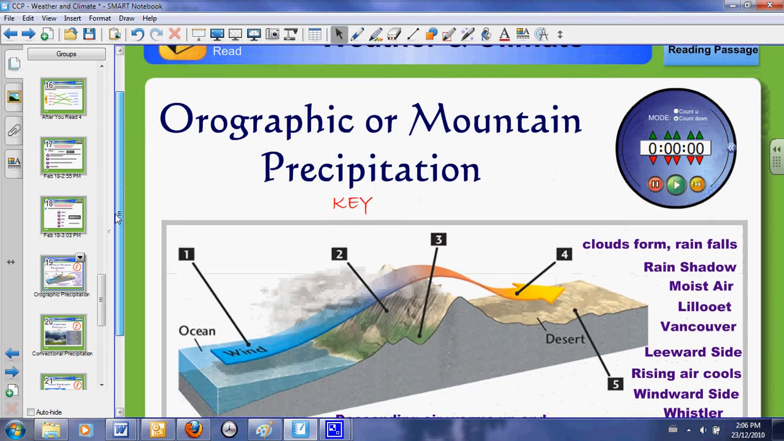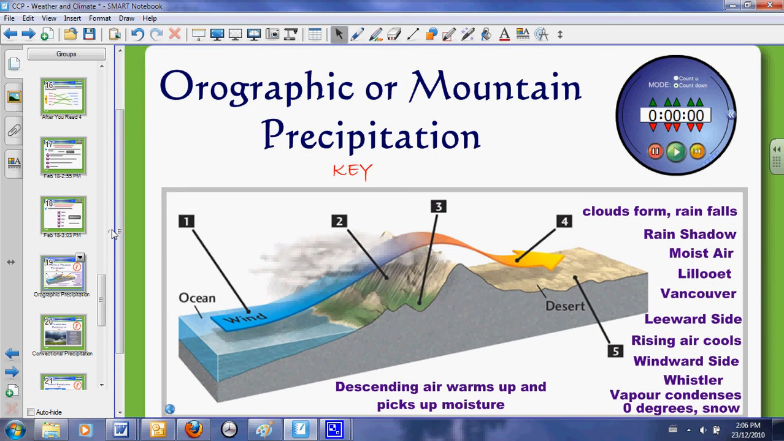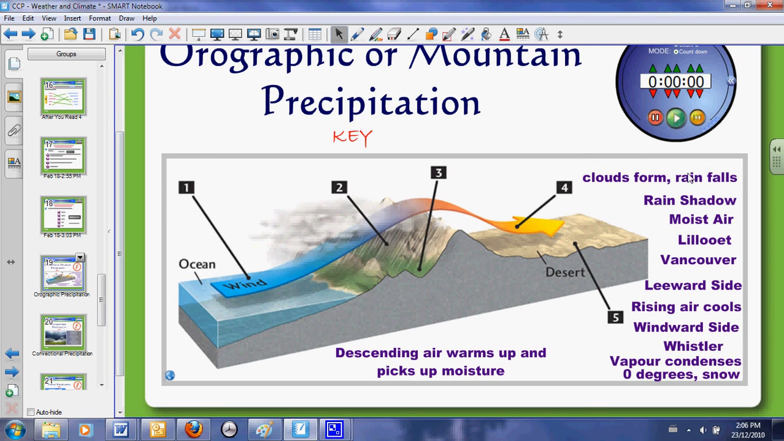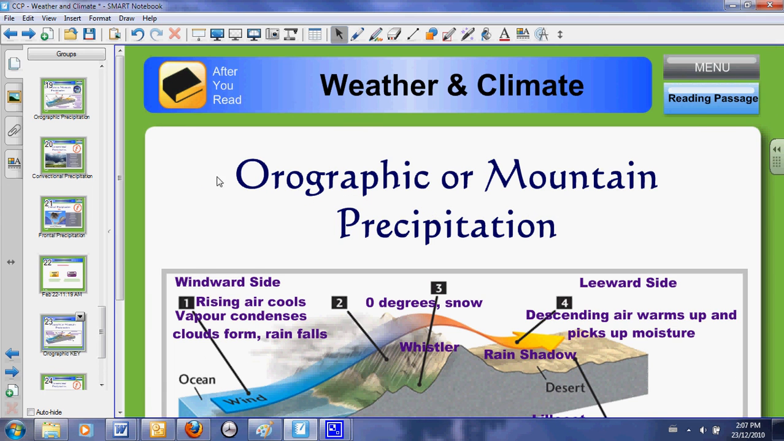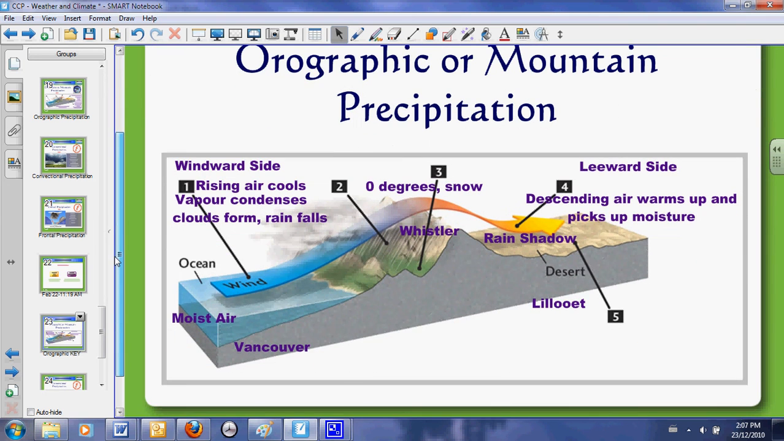Now the last little bit here expects us to be able to label these diagrams. On the right hand side is the wording that you need to use. You need to be able to put it into the appropriate section in this diagram. And this is what you should have had.